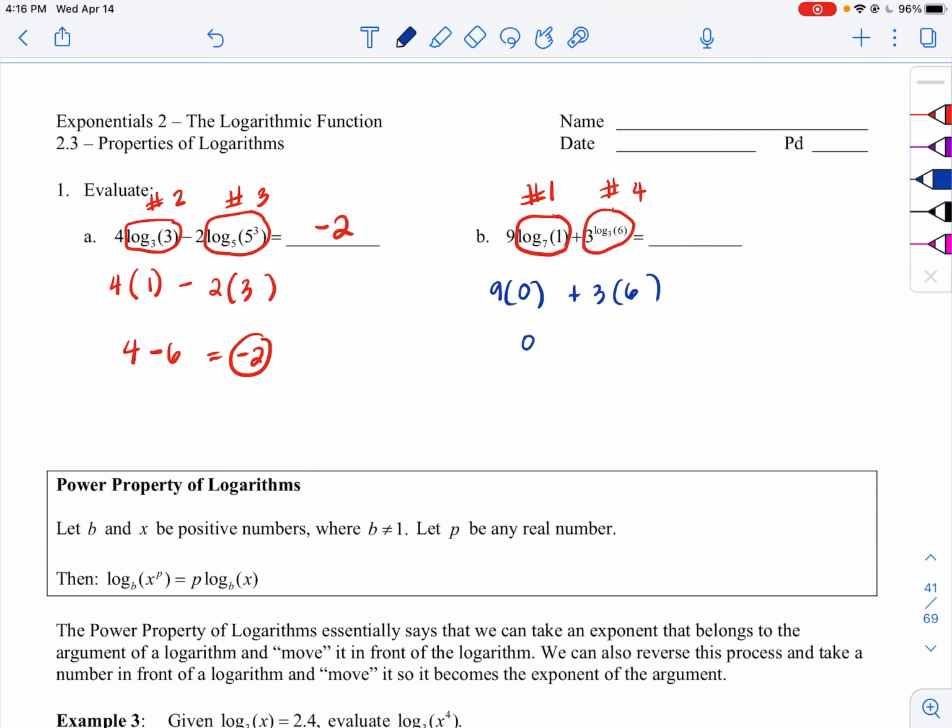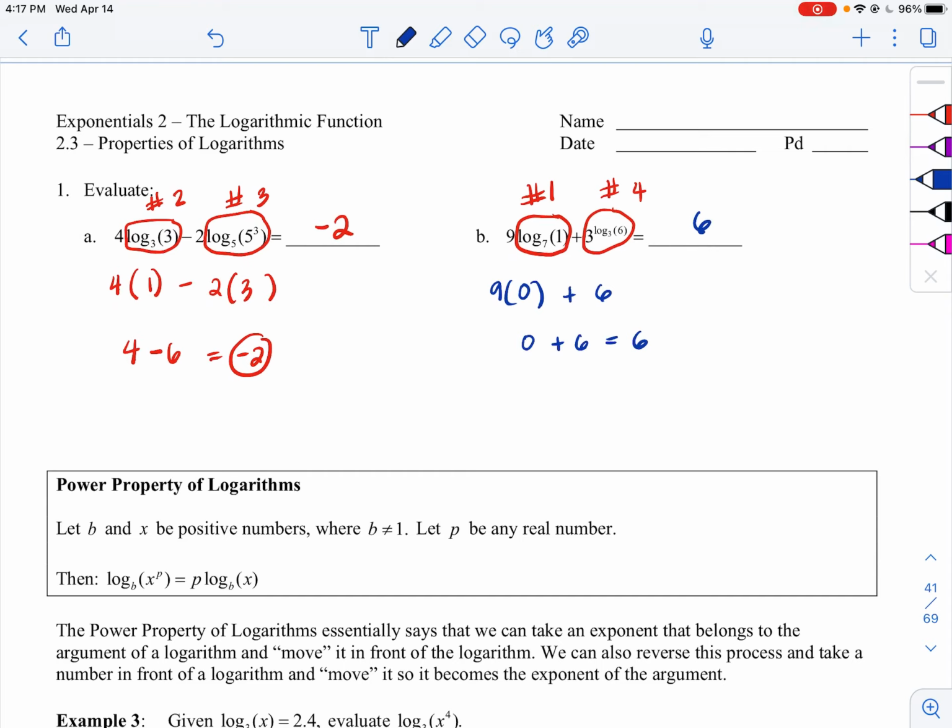So this is 0 times, hello. Why did I put 3 in there? Sorry. So this is plus 6, not 3 times 6, plus 6. Because this one whole entire thing is property number 4. So this is 0 plus 6, and the answer to that is 6. Okay, there you have it.